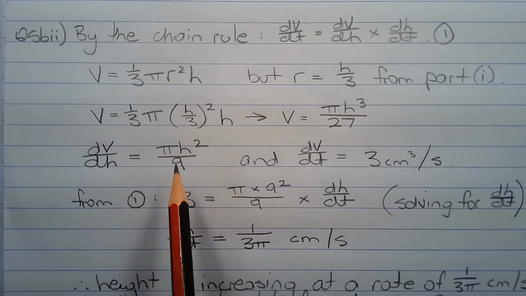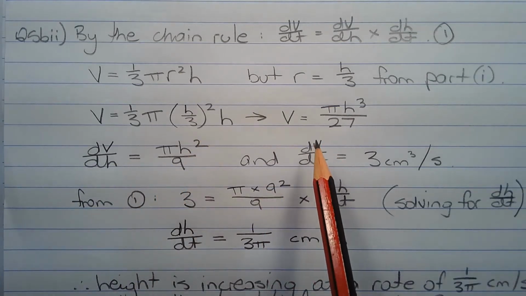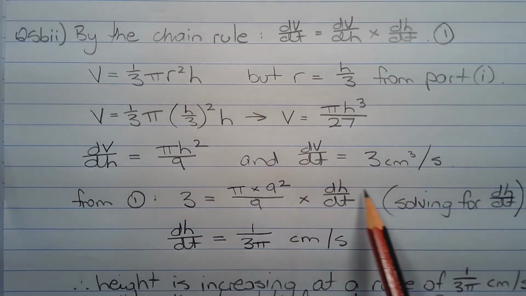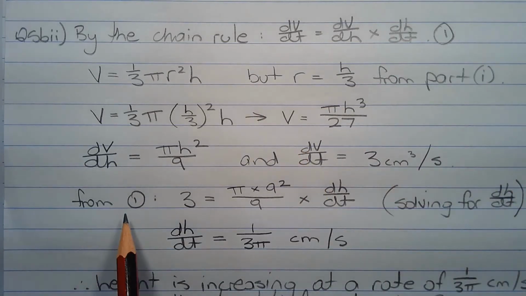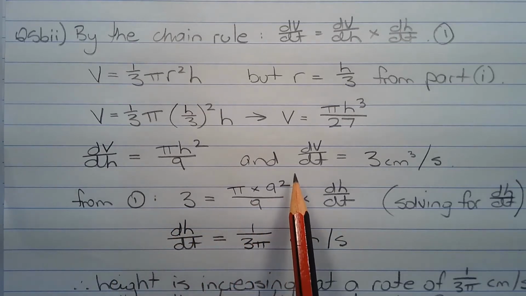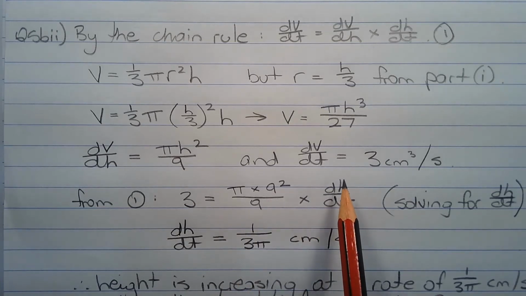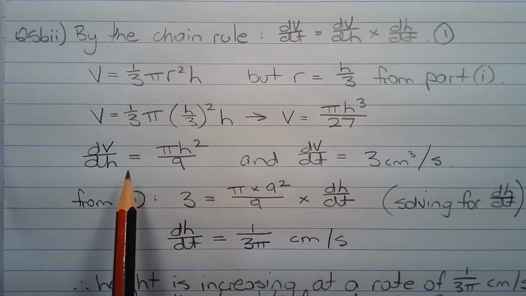Now dV/dh is the derivative of this formula, so dV/dh is equal to pi h squared over 9, and dV/dt is equal to 3 cubic centimeters per second. This is given in the question. So from equation number 1, 3 equals pi times 9 squared over 9 multiplied by dh/dt, since we're interested in the rate of change of the height of water with respect to time when h, the height, is 9 centimeters. So we need to solve this equation for dh/dt.